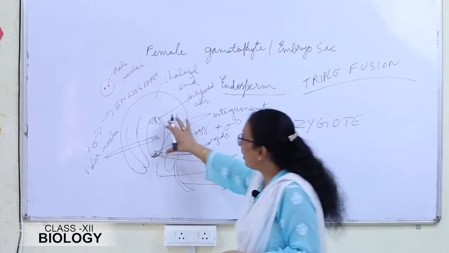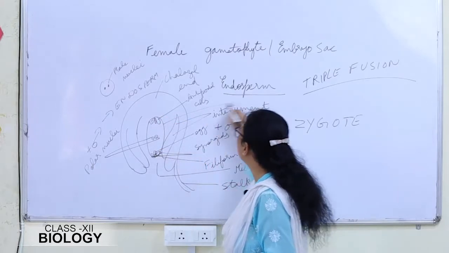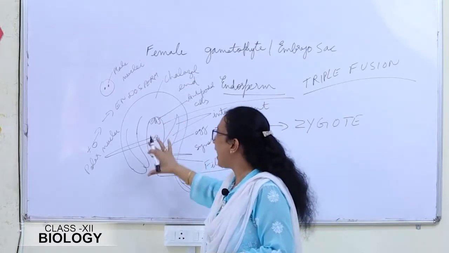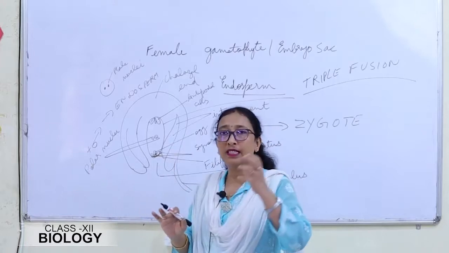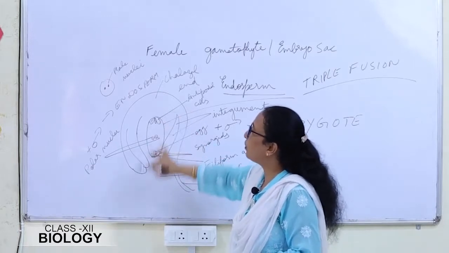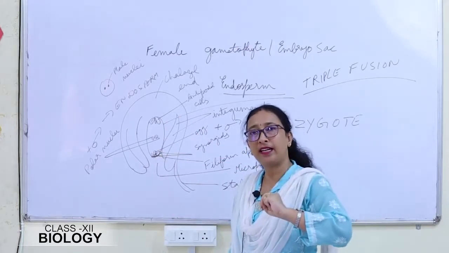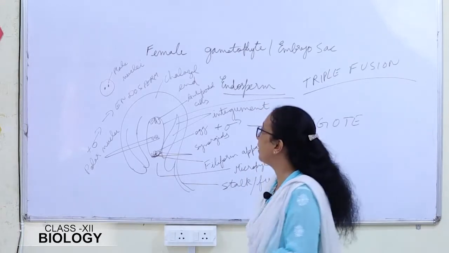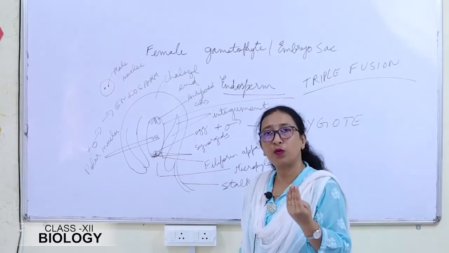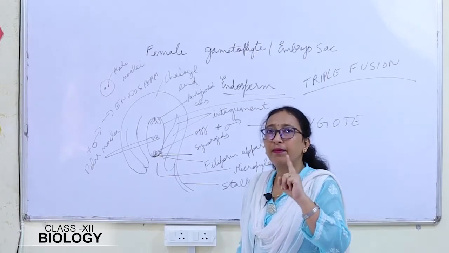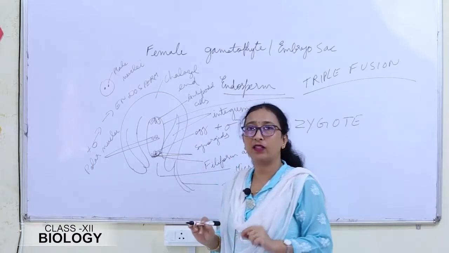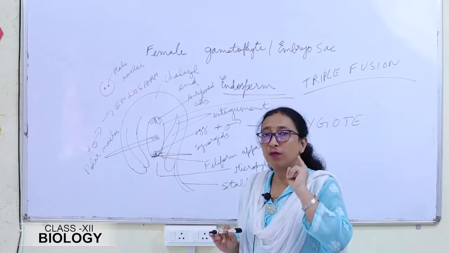Now, this is the embryo sac. I have given female gametophyte or embryo sac. When it fuses, it forms the zygote. Prior to that, how the female gametophyte was formed: here you can see there is only one embryo sac. Hence it is known as monosporic embryo sac, because only one embryo sac is developed from the four megaspores. If you remember what I taught earlier, from the four megaspores, only three degenerate, only one remains functional. That functional megaspore forms the embryo sac. So it is from one megaspore, and it is known as monosporic embryo sac.